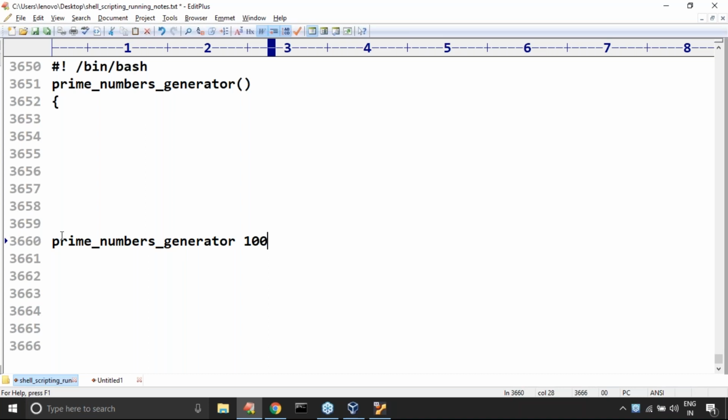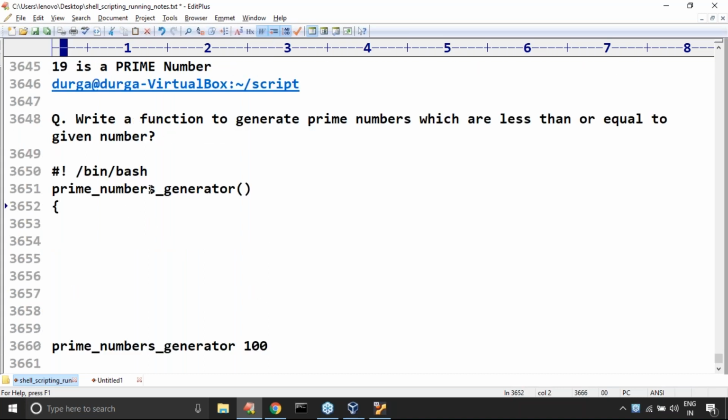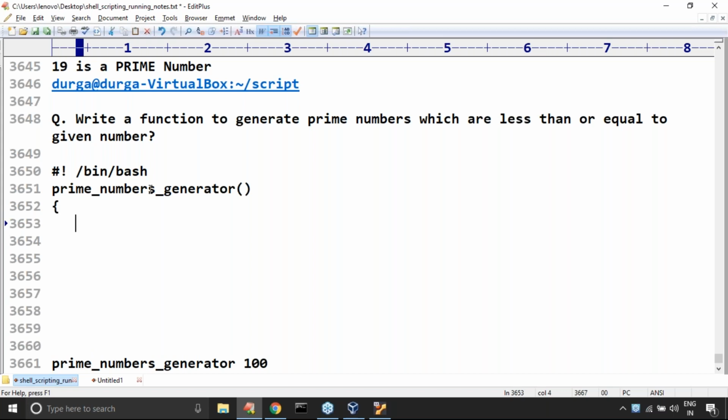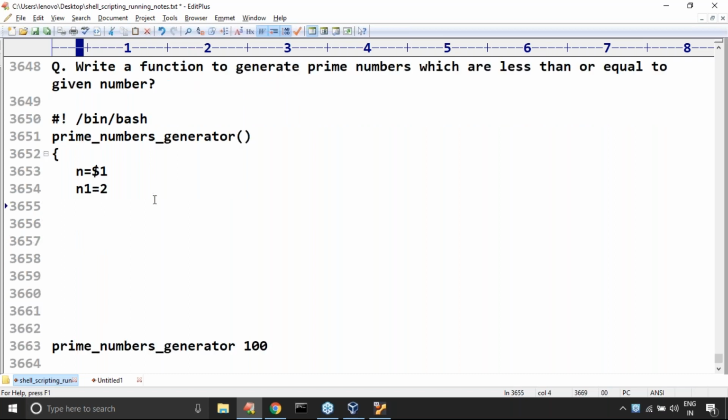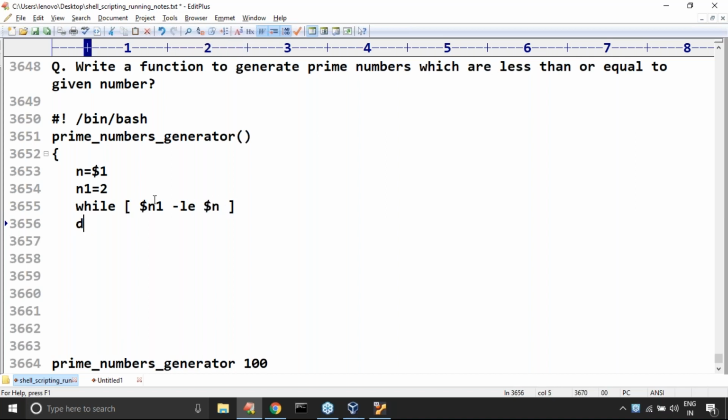Now what I have to take here, just observe. n is equal to $1. I'm taking n is equal to $1. Starts from 2 onwards. While $n1 is less than or equal to $n.